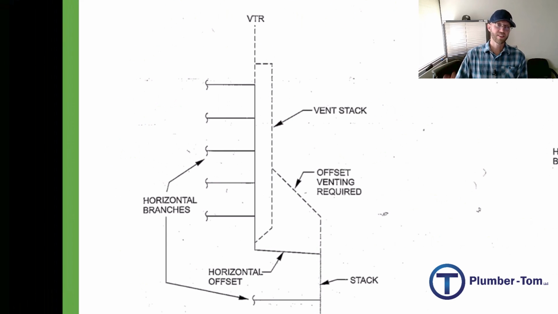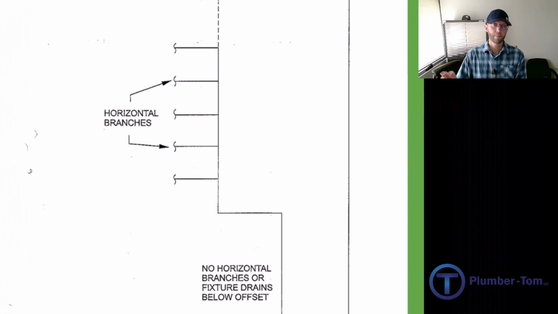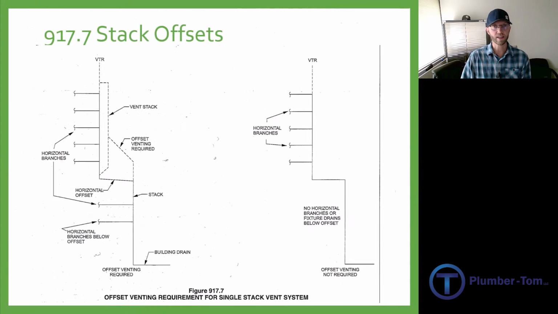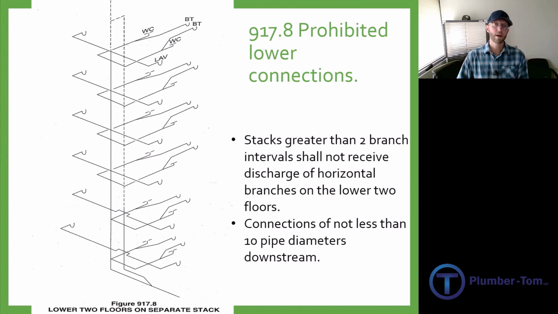Now, if this stack has to be offset, it's going to play by the same venting rules as we looked at before for offsetting a stack. But in this case, if there are no branches below the offset, then it wouldn't need to have all that venting. In 917.8, it talks about prohibited lower connections. You have to imagine when you have a huge high rise and all of this waste is coming down in this stack, what's going to happen at the bottom?